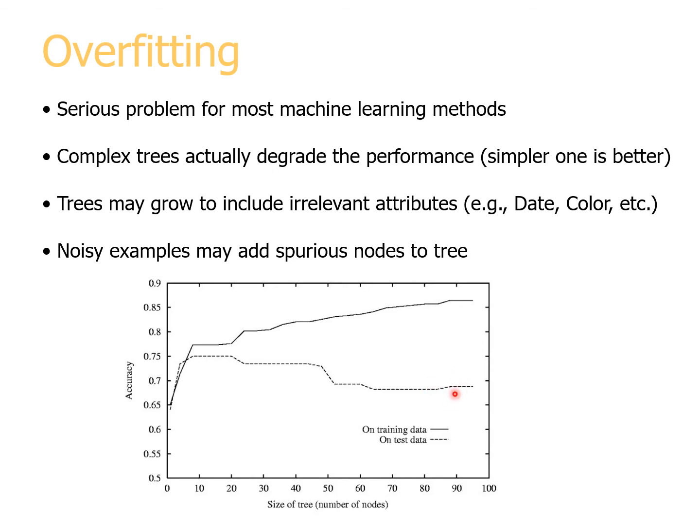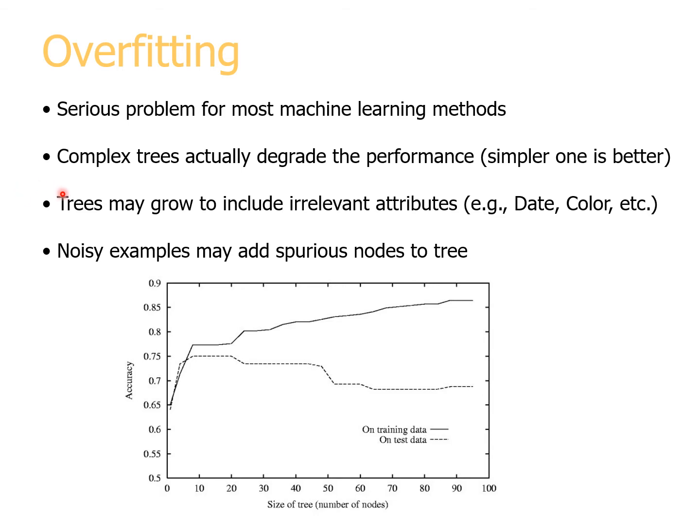So the goal of decision tree pruning is to cut some branches of the decision tree and make the decision tree smaller, simpler. Trees may grow to include irrelevant attributes. Now you may wonder why this complex, large decision tree actually degrades the performance. There are a couple of reasons.